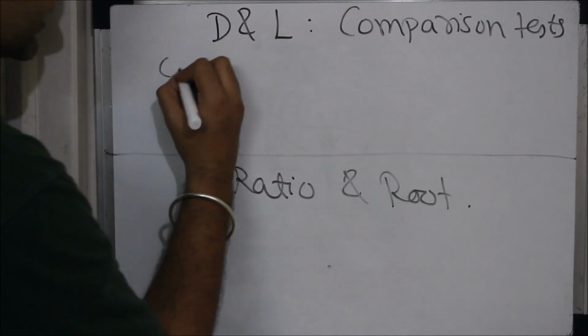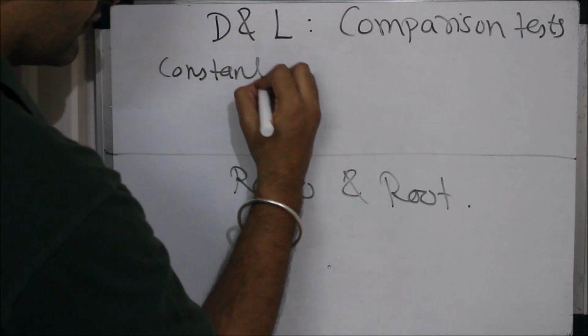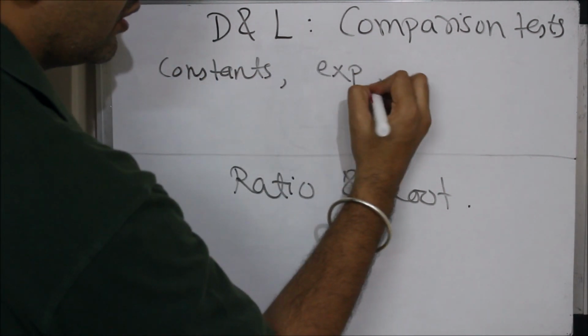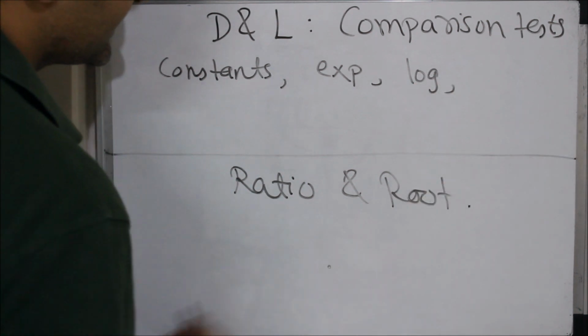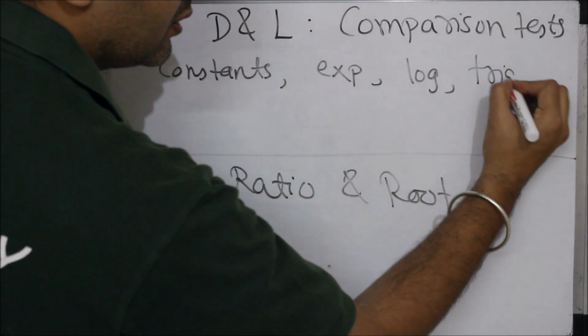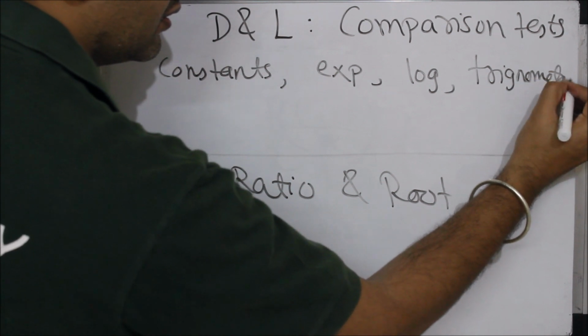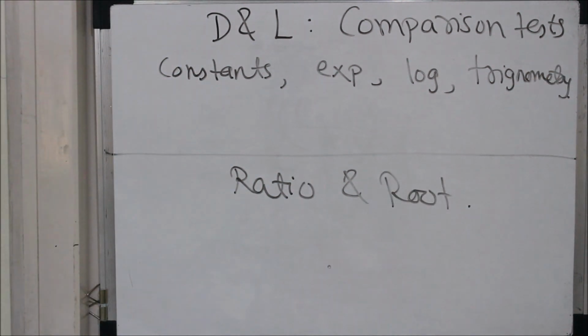Whenever you see constants or exponential or log, or you can say trigonometry, whenever you see these terms in the series, you try to throw away this term and see what is left, and then choose that as your b_n. Many times that b_n will work. If that doesn't work, try to modify that b_n, the b_n which you got after eliminating these constants, exponential, logarithm, trigonometry.